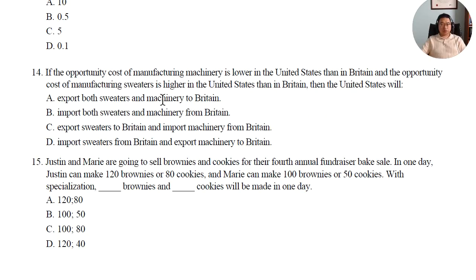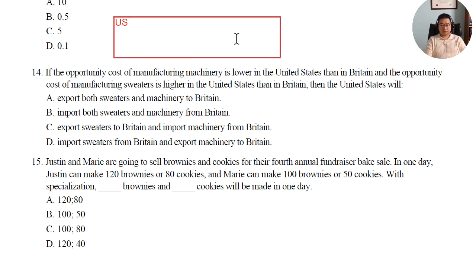Let's look at question 14. If the opportunity cost of manufacturing machinery is lower in the United States than in Britain, so opportunity cost is already lower, now we know what the US has. Let me write something down. The US has comparative advantage in machinery.